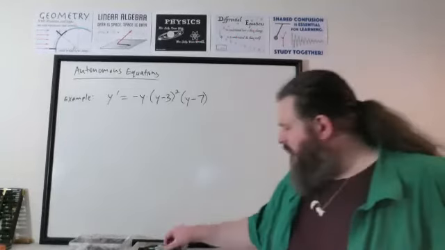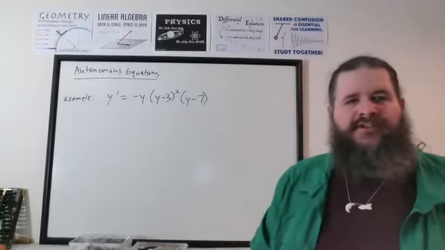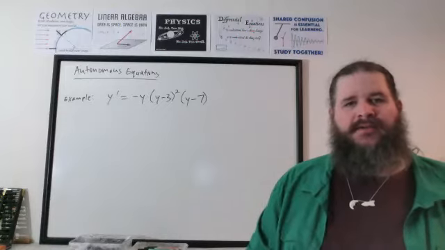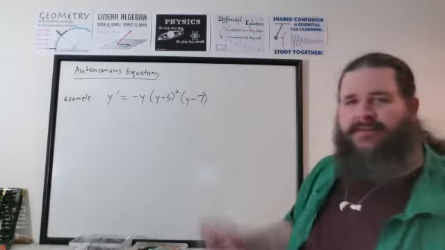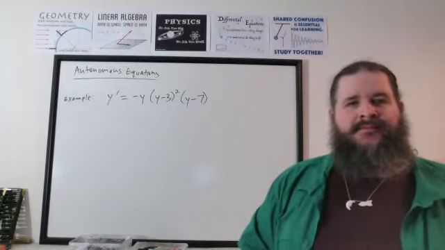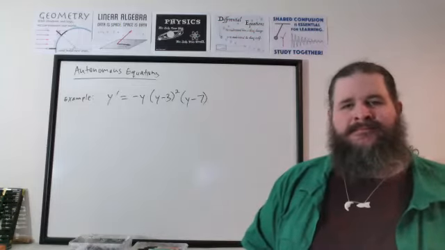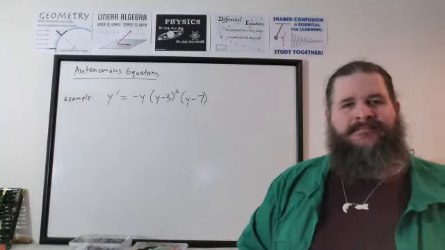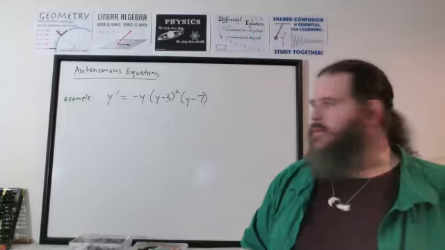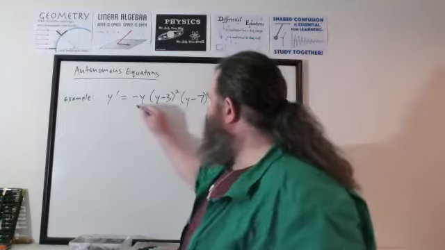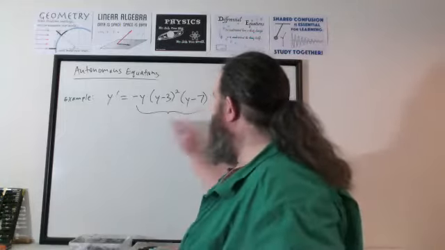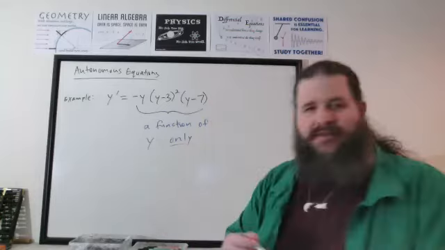So for autonomous equations, first of all, what's the definition there? What do we mean by an equation being autonomous in the first place? How do we know this equation is autonomous? Yeah, it's y prime equals a function of just y. It doesn't depend on t at all.